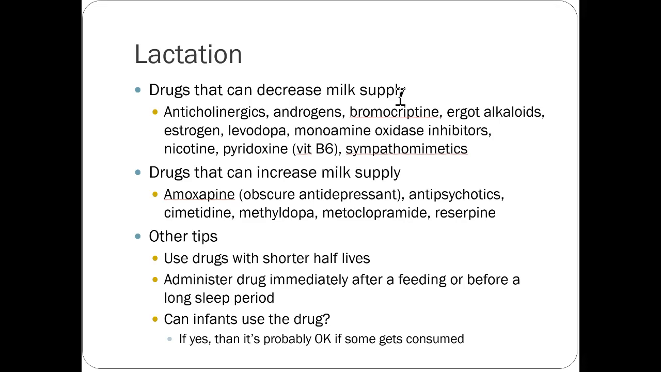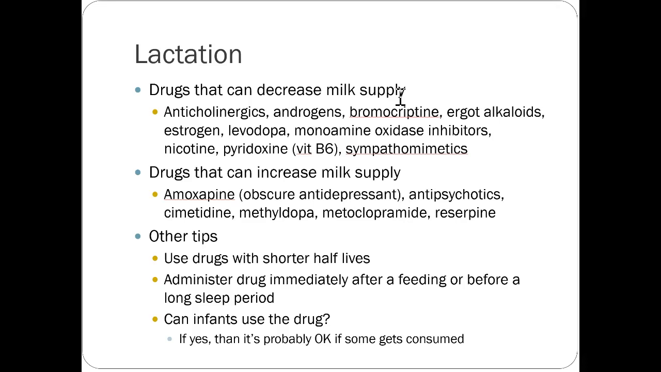Androgens, bromocriptine, again, here's bromocriptine back. Ergot alkaloids, estrogen products, levodopa, which we talked about last week, monoamine oxidase inhibitors, again, an odd antidepressant, nicotine, pyridoxine, and sympathomimetic agents. Increased milk supply: amoxapine is a kind of obscure tricyclic antidepressant. Antipsychotics, some of them can increase milk supply, but some of them are anticholinergic, so they might decrease it. So I'd put that one, personally, in the middle column.